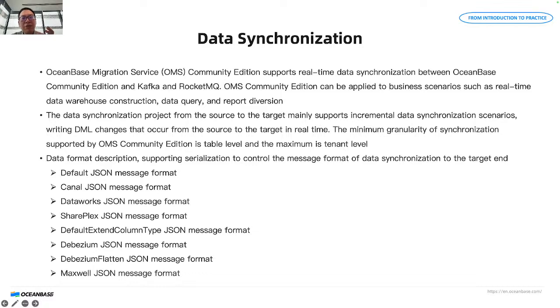Finally, let's briefly introduce data synchronization. Data synchronization means that we synchronize the data from OceanBase to Kafka or RocketMQ. OMS community edition can be applied to business scenarios such as real-time data warehouse construction, data query, and report distribution. For data synchronization, we support many message formats, such as the default JSON message format, Canal JSON, Debezium JSON, Shareplex JSON, Maxwell JSON, and other JSON message formats.